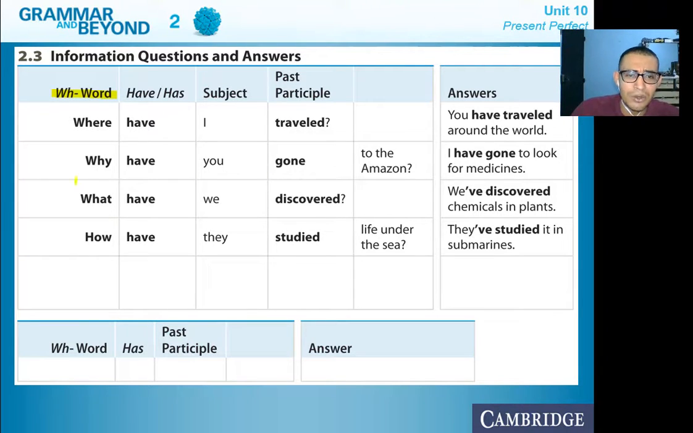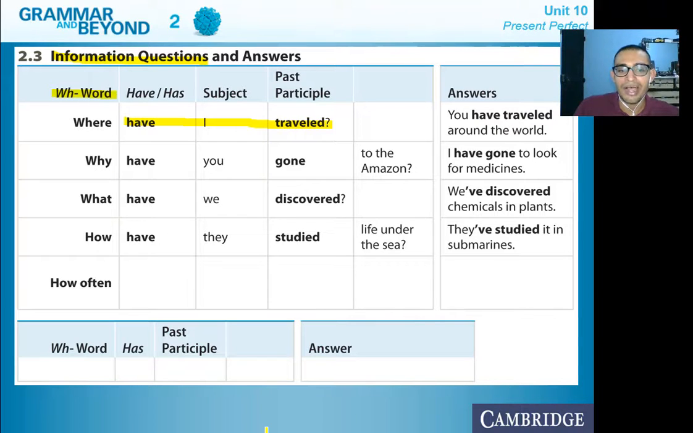As you see, the order from here to here, if we wouldn't have the WH word here, this would be a simple yes/no question. Have I traveled? In that case, you will answer yes, I have, no, I haven't. To make an information question, what you do is simply add a WH word at the beginning of a yes/no question, as you see here.